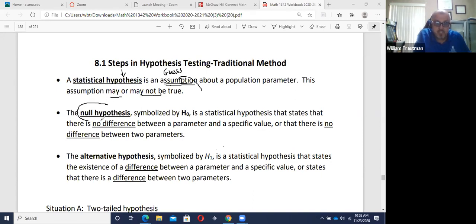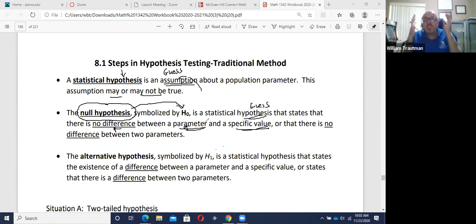The null hypothesis, and once again, hypothesis is just a guess of what's going to happen in the future, and we indicate the null hypothesis with an H0. That's called the null hypothesis. And once again, instead of hypothesis, you can say it's a guess. It's a statistical guess that states there's no difference from the parameters to a specific value. In other words, there's no difference between what we say is going to happen and what actually happens. A null hypothesis: there's no difference between a parameter, a set of parameters, and a value.